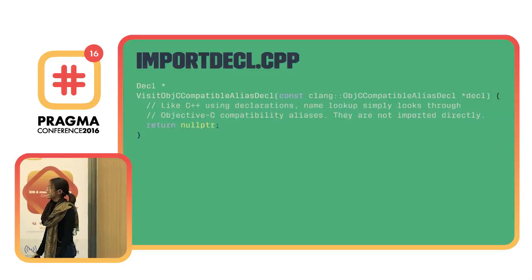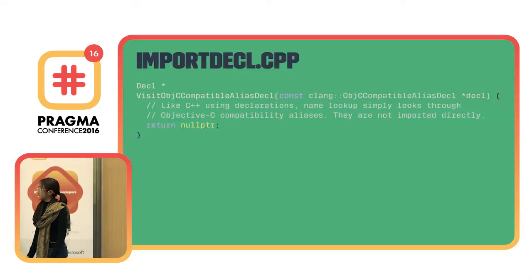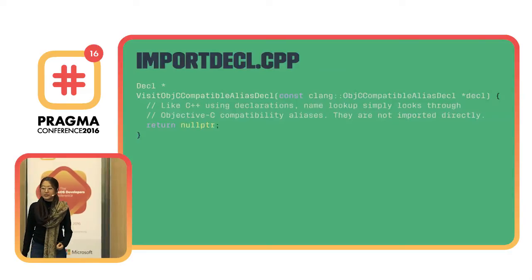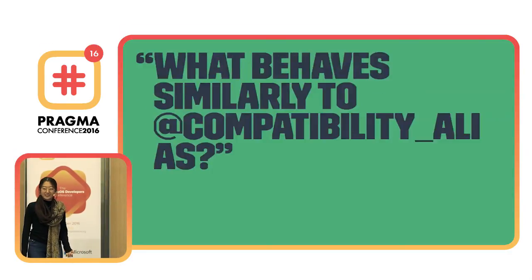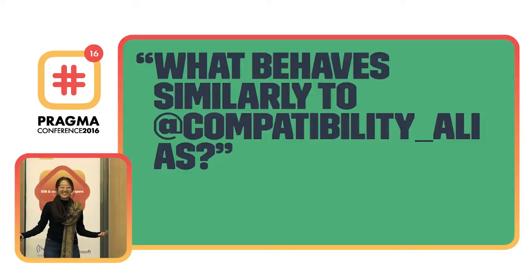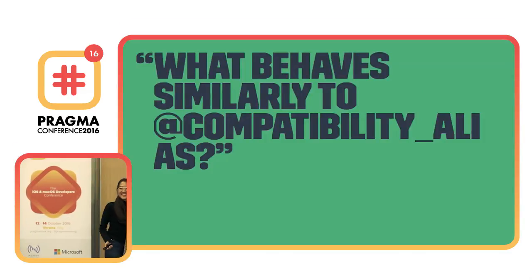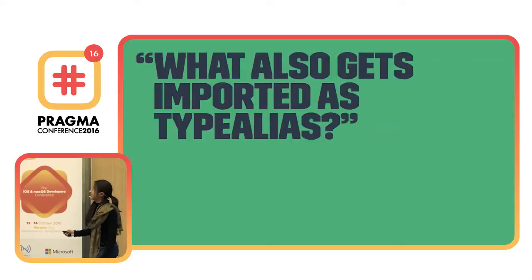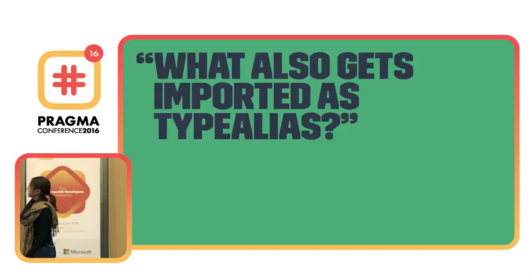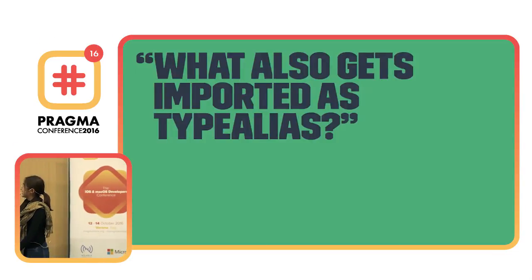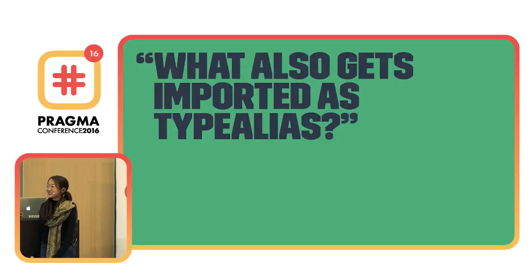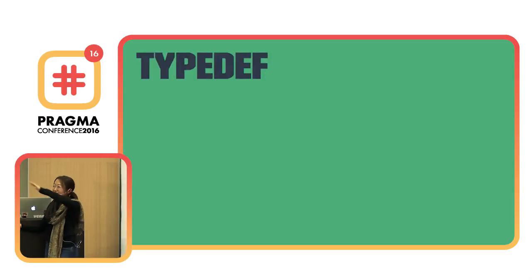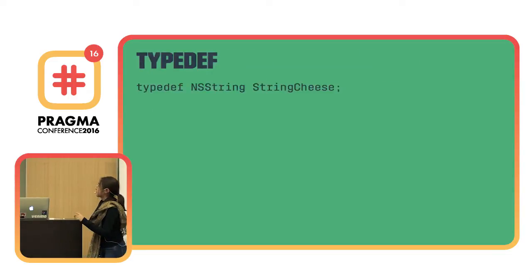And then to implement it, maybe the question that we need to ask is, what behaves similarly to @compatibility_alias? In other words, what also gets imported as a type alias? Can anyone think of something in Objective-C that gets imported as a type alias? Yeah, typedef. With typedef, you can say something like typedef NSString string cheese, and then you can use string cheese everywhere instead of NSString.